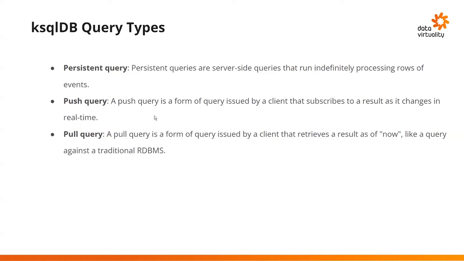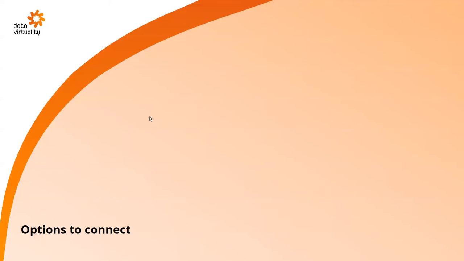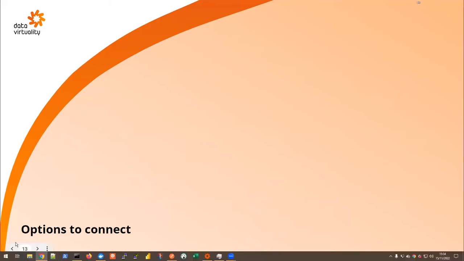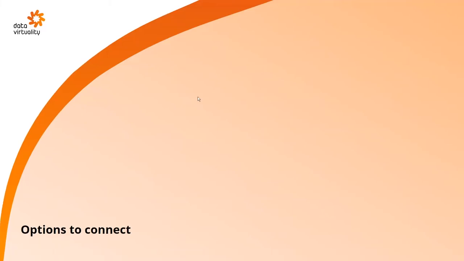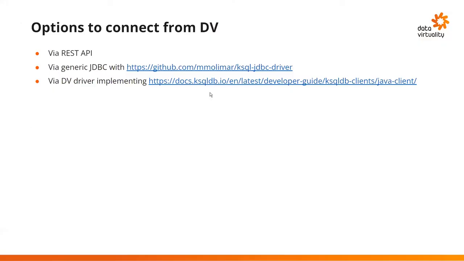So let's take a look at this. Let's look at the options to connect to ksqlDB from Kafka. The first one is via the REST API. It has always been there, and I can also do a REST API query. I will be doing this as the first one.